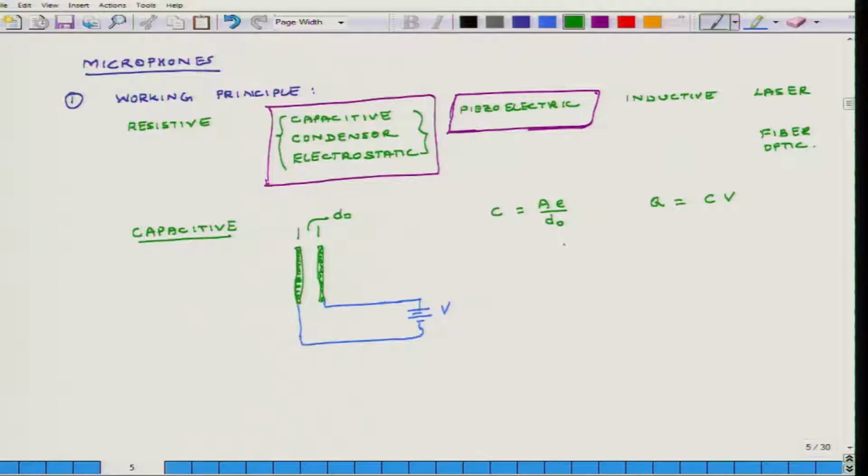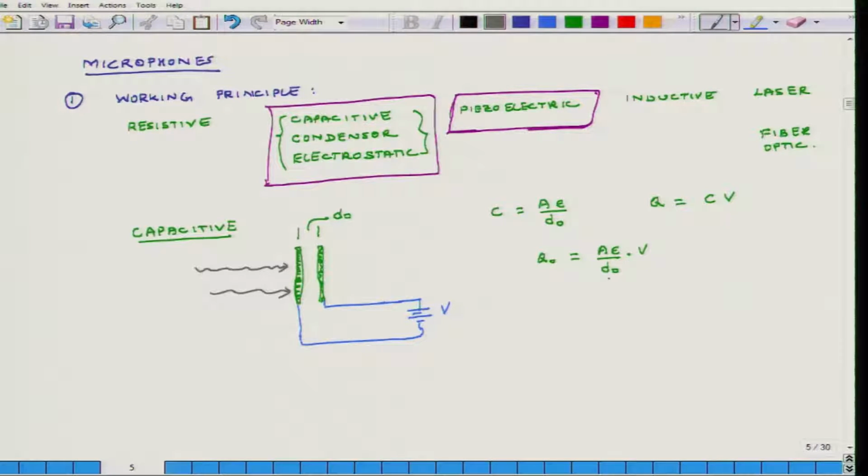So, let us say that initially the charge is Q naught, and that equals A epsilon over d naught times V. Okay. Now, when some sound wave hits this plate, one plate is fixed, the other plate is flexible. It is like a diaphragm. So when sound wave hits this other plate, which is a diaphragm, it moves back and forth based on the pressure.